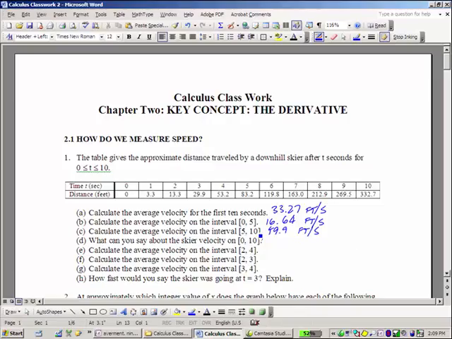So did we just answer part D? The skier's getting faster, and that intuitively makes sense as well. Does it make sense that the average velocity for the first full 10 seconds is somewhere in between the girls' answer and the boys' answer? Yeah. I think so. Right?